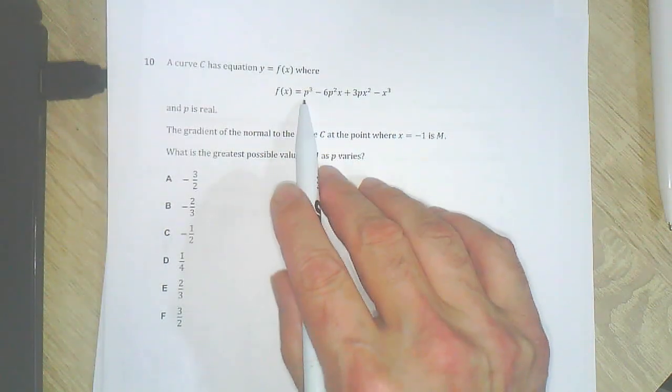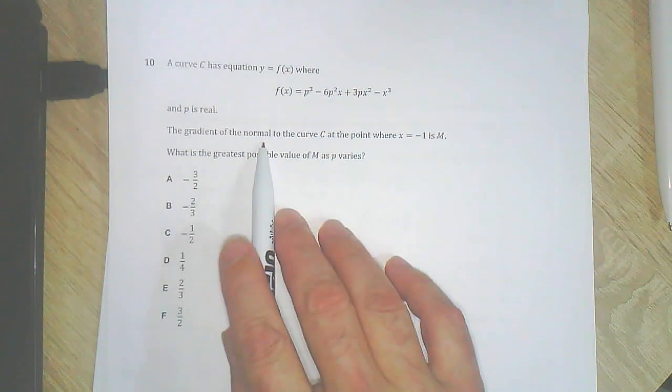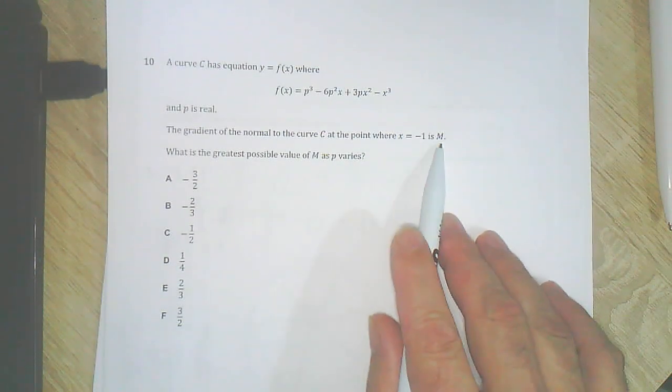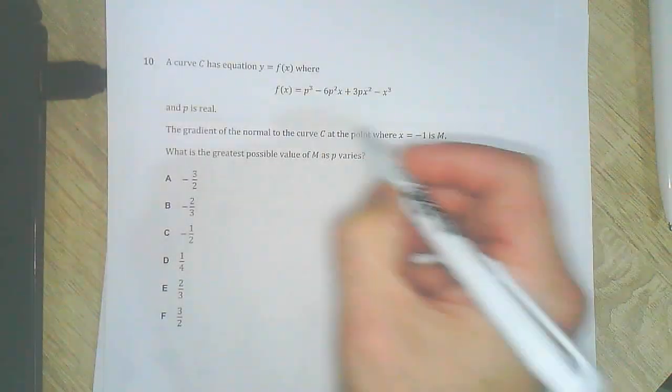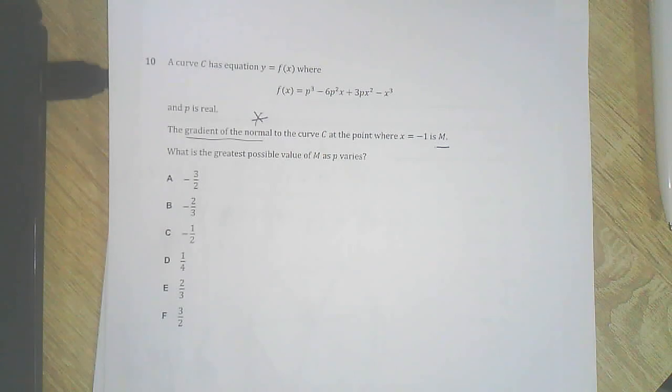We're given that p is a real number, so p is part of the coefficients. The gradient of the normal to the curve C at the point where x is minus 1 is m. So it's got some gradient m when x is minus 1. It talks about the gradient of the normal to the curve, not the gradient of the curve, I should say. That's going to be important. Normal. What is the greatest possible value of m as p varies? So we want the steepest normal that's possible, depending on what p is. So we're talking about the normal.